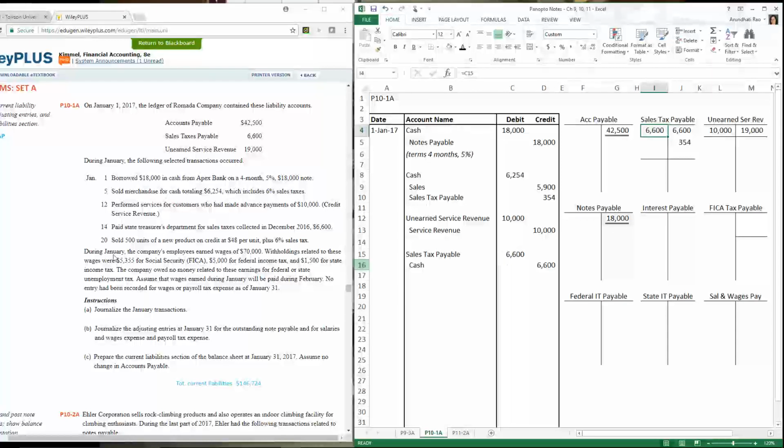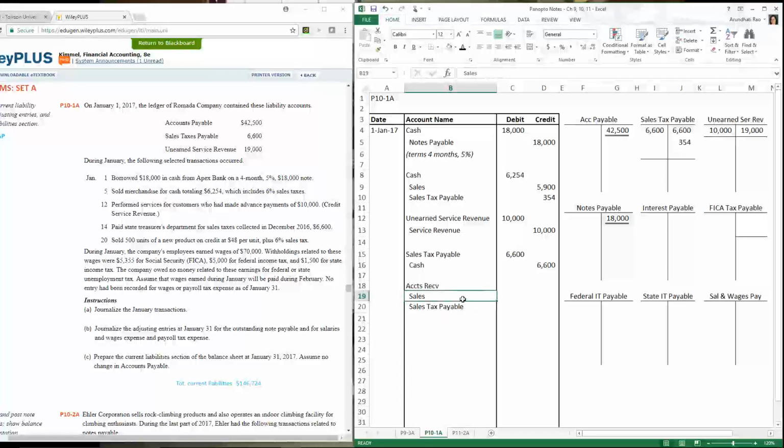And then on the 20th, I sold 500 units of a new product on credit, which means I didn't collect cash as yet, $48 per unit, plus I've collected 6%. So this is an additional amount. It's not included over here. So I've not collected cash right now, so accounts receivable debit. I'm going to credit sales because I sold a product. I also collected sales tax payable.